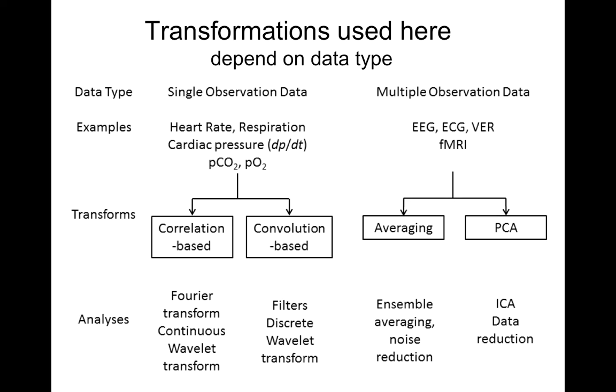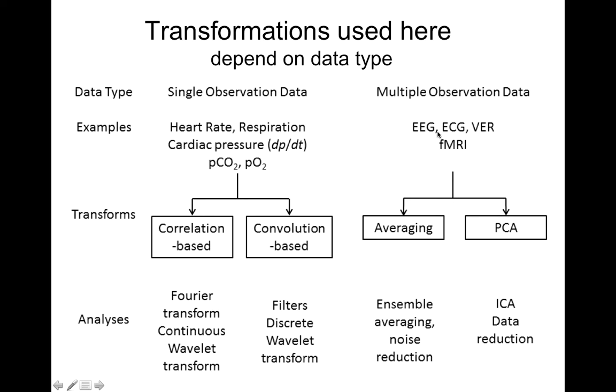So for example, in a single observation data set, there are two different kinds of transforms that are generally applied. One category is called correlation-based, and the other category is called convolution-based. So correlation-based transforms would be transforms like the Fourier transform or the continuous wavelet transform, whereas convolution-based would be filtering or the discrete wavelet transform. So we're going to first discuss correlation-based type transforms so that you can see, first of all, what is correlation and what happens when we take a correlation-based transform.